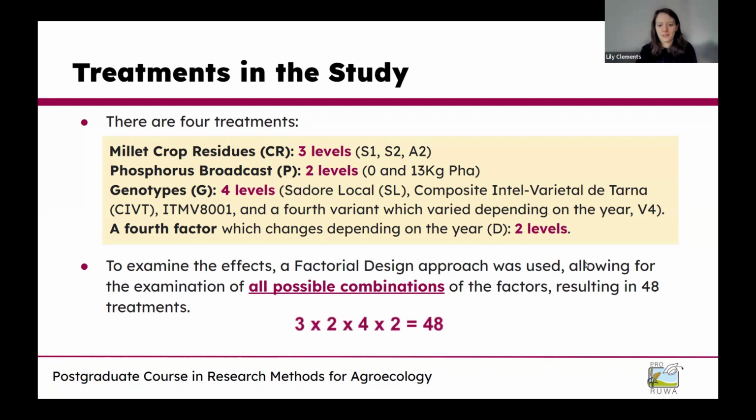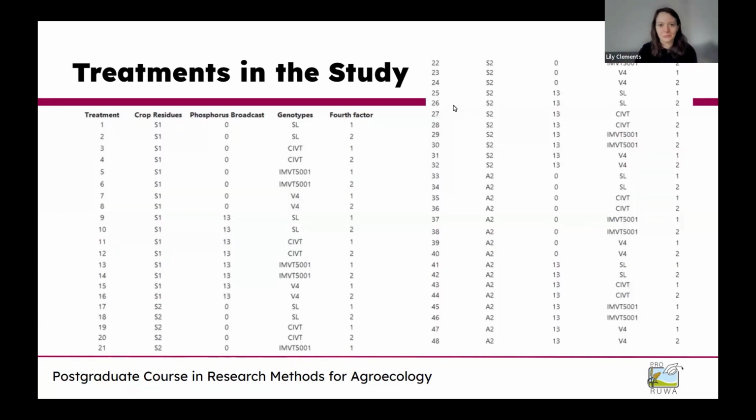And if you don't believe me, if we have 3 lots of crop residues and 2 lots of broadcasts and 4 lots of genotypes and 2 lots of the 4th factor, then we have 3 times 2 times 4 times 2, which gives us 48. And if you still don't believe me, here's a table which is split into 2. This second half is the second half of the first table. So we'll just focus on this bit here, where we have our treatment number, which goes from 1 down to 21, and from 22 down to 48.